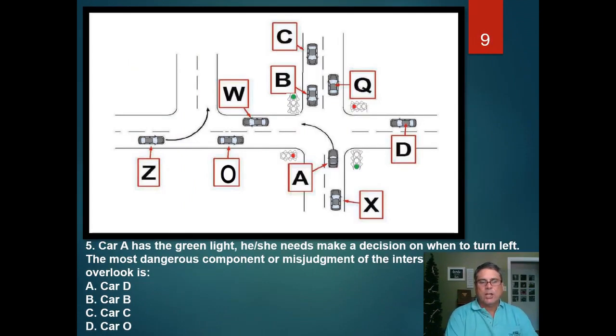Car A has a green light. He or she needs to make a decision on when to turn left. The most dangerous component or misjudgment of this intersection is car C, knowing when this car C here is going fast enough or coming through. People like to turn there, in front of it. Just wait till it goes on by. Wait for a big gap before you turn in there. All right?